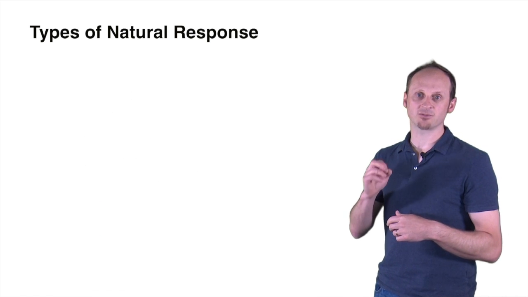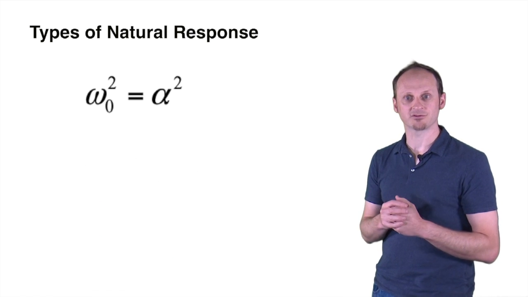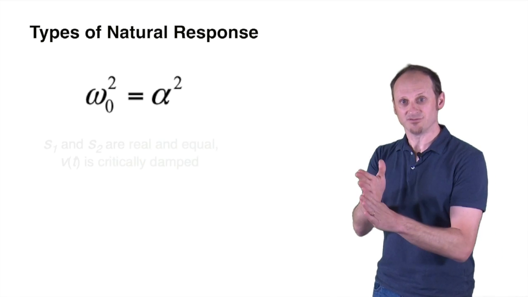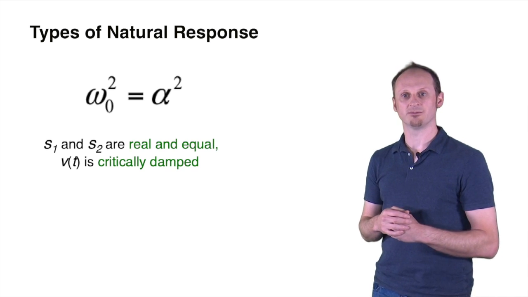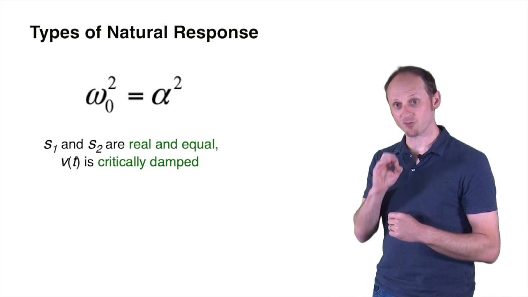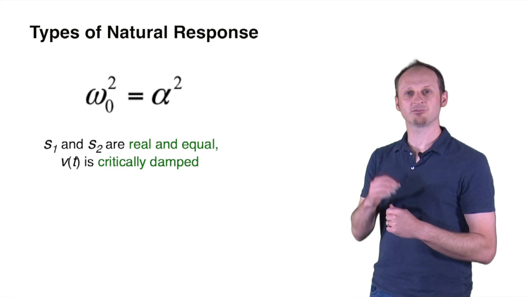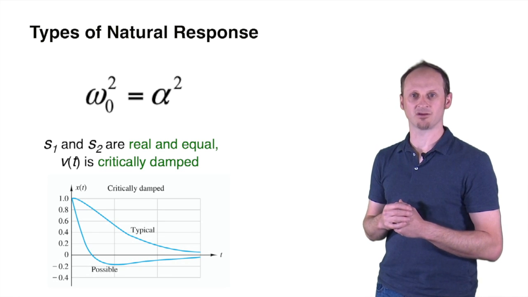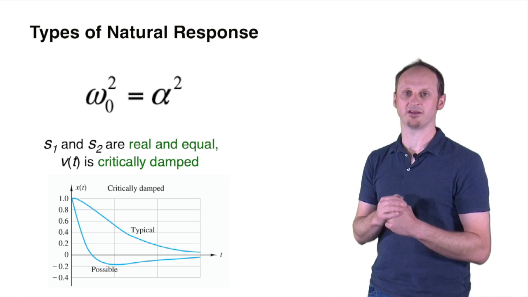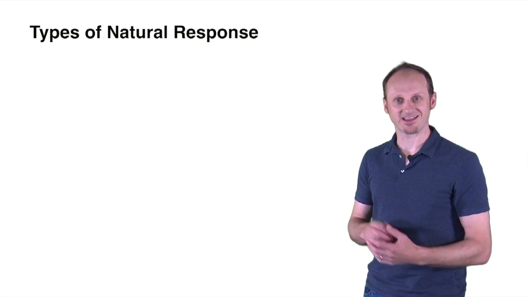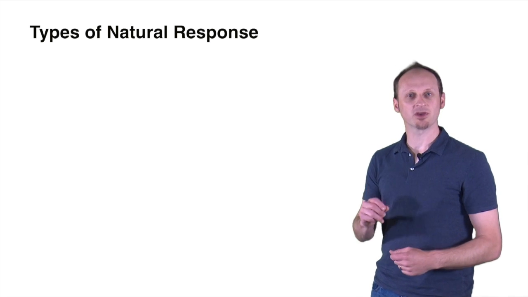If we have the case where omega naught squared equals alpha squared, then S1 and S2 essentially converge and become real and equal. In this case, we call Vt critically damped. This means that the voltage is sort of on the edge of oscillating about its final value, but it's just not quite oscillating.